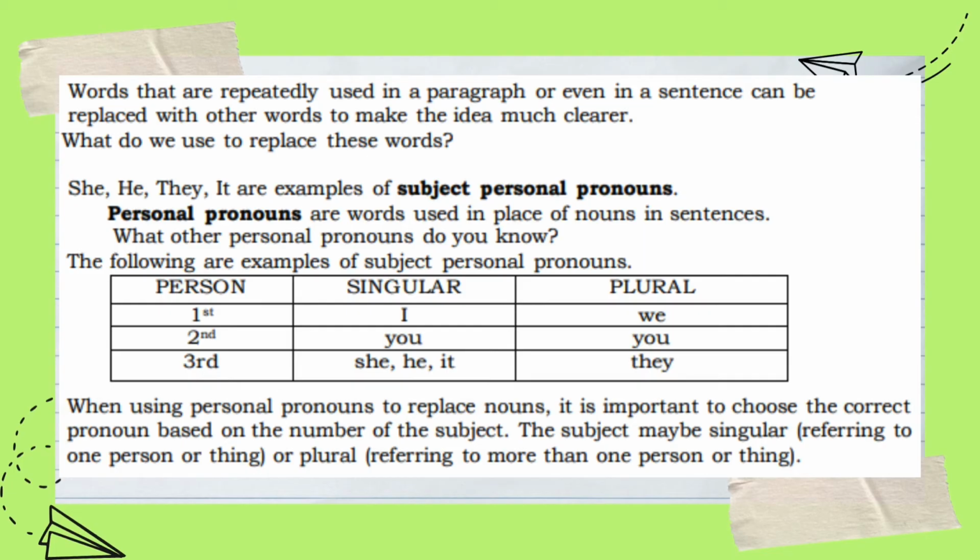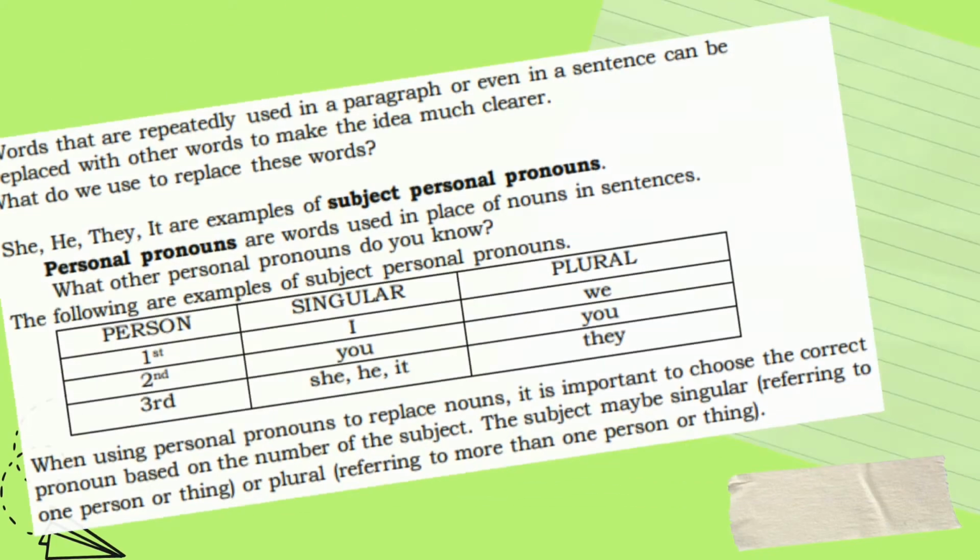For the third person singular, ito na yung, kumbaga, pinag-uusapan ninyo. Okay? For singular, we use she if we are referring to a girl, and he if we are referring to a boy, and it if we are referring to an animal or a thing. And then for plural, a third person, pinag-uusapan, we use the pronoun they. When using personal pronouns to replace nouns, it is important to choose the correct pronoun based on the number of the subject. The subject may be singular, referring to one person or thing, or plural, when we are referring to more than one person or thing.